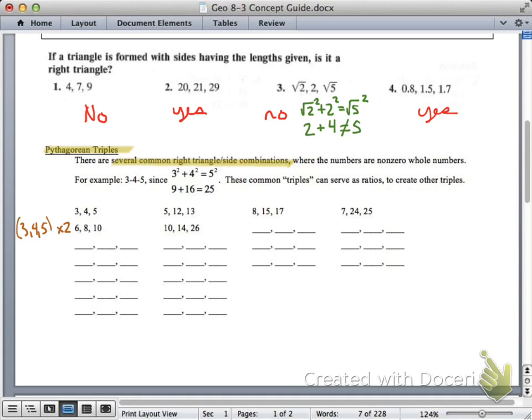We can use that 3, 4, 5 to come up with bigger, similar triangles. We use that as a ratio, 3, 4, and 5. If we multiply those by 2, we get 6, 8, and 10.